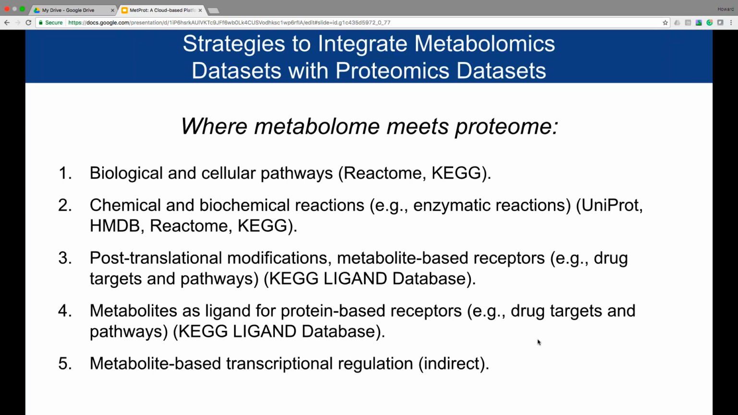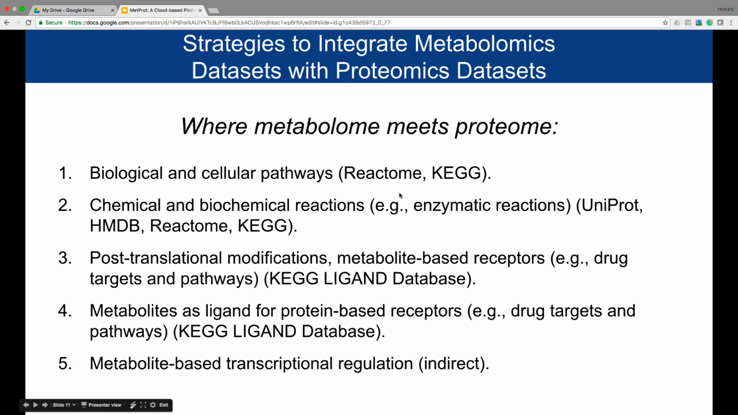So in AIM-2, we will develop a strategy to integrate metabolomics datasets with proteomic datasets to address the issue. First, we study where the metabolome meets the proteome, and we identify 5 important relationships between proteins and metabolites. First, shared biological and cellular pathways. Second, chemical and biochemical reactions. Third, post-translational modification. Fourth, metabolite as ligand for protein-based receptor. And fifth, metabolite-based transcriptional regulation.